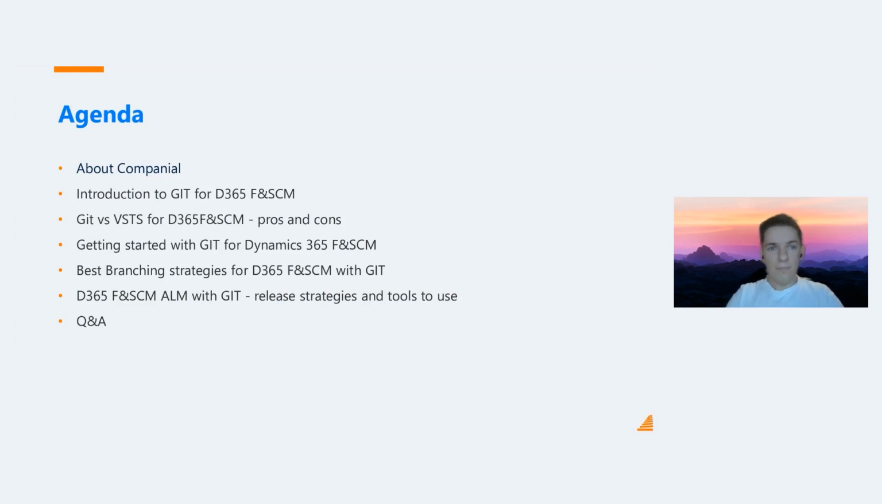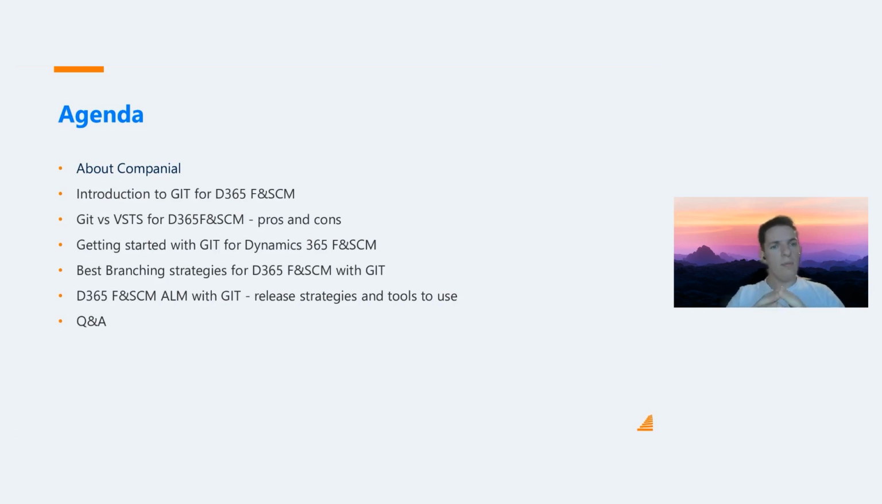First of all, we're going to talk quickly about Companial, the company that I'm coming from. Then we're going to jump into the main topic for today. First, we're going to talk about Git for Dynamics 365. I'm going to give you a quick intro about what's important to know before we start talking about Git. Then we're going to compare shortly Git versus VSTS, or the traditional source control system for Dynamics 365 Finance Supply Chain Management, and I'm going to highlight the pros and cons of each of those.